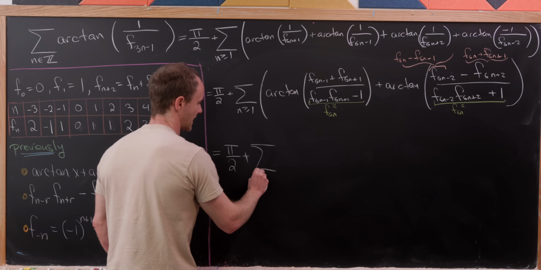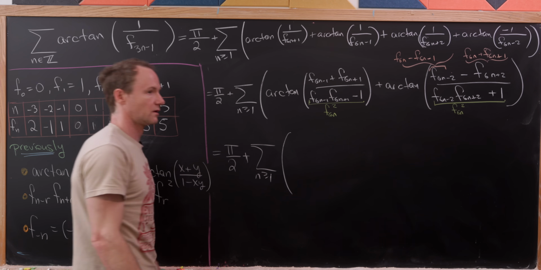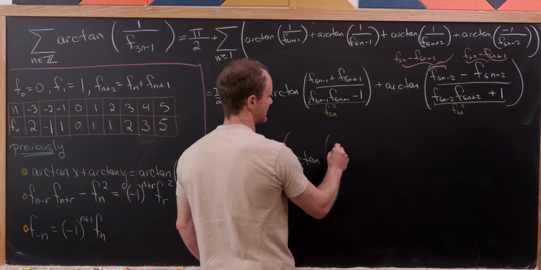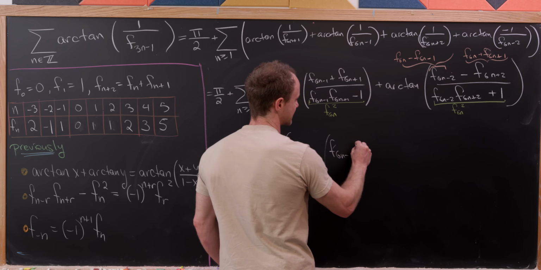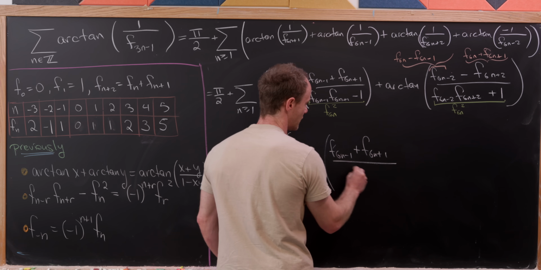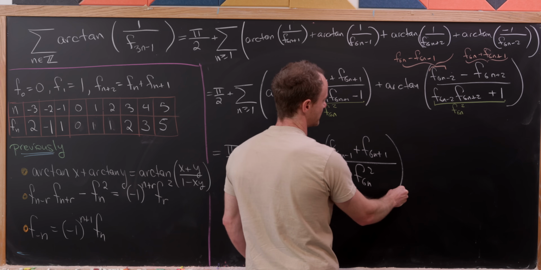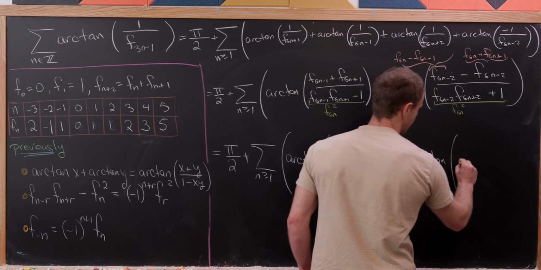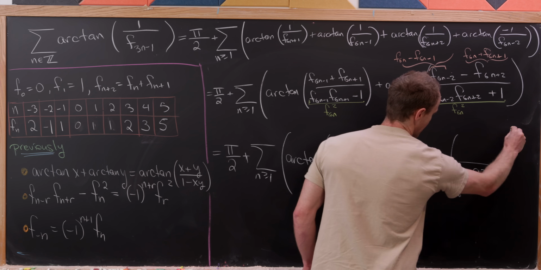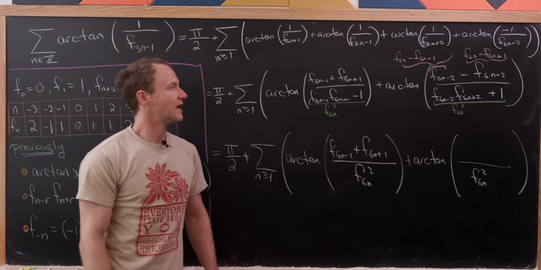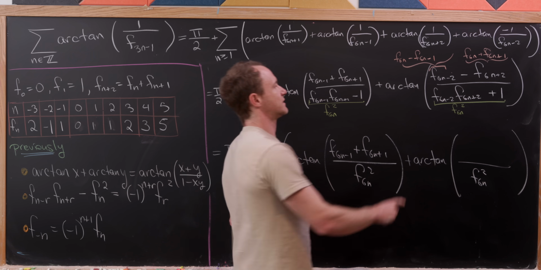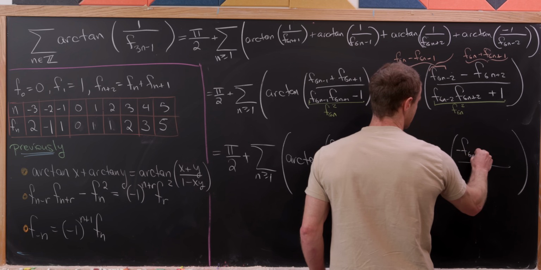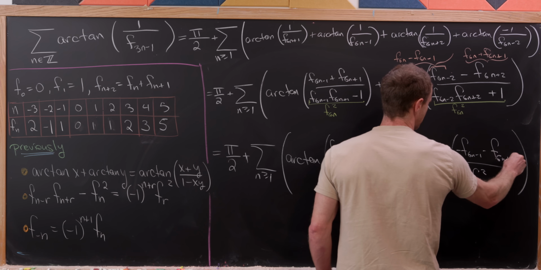So we've got pi halves, and then my sum over all positive integers. And then I have my inverse tangent here, and then I'm not changing the numerator: f sub 6n minus 1 plus f sub 6n plus 1 over f sub 6n squared. Then here I'm going to have plus the inverse tangent of, now I've got f sub 6n squared again in the denominator. And then what do we have in the numerator? Well, let's notice that my f sub 6n's cancel, and then I'm going to have a minus f sub 6n minus 1 minus f sub 6n plus 1.